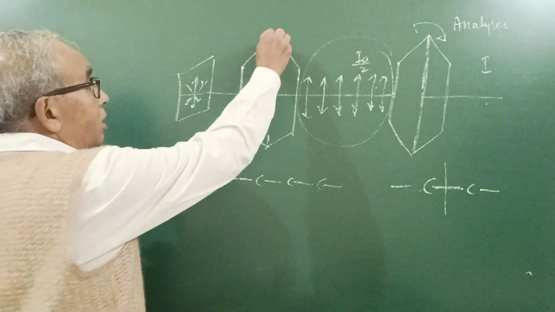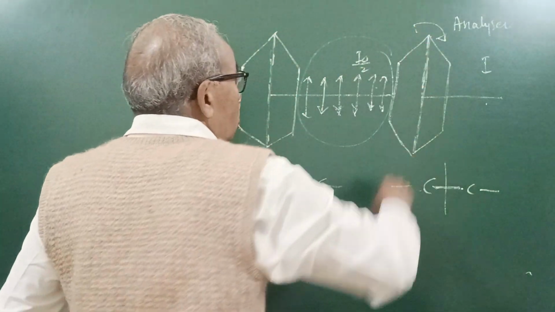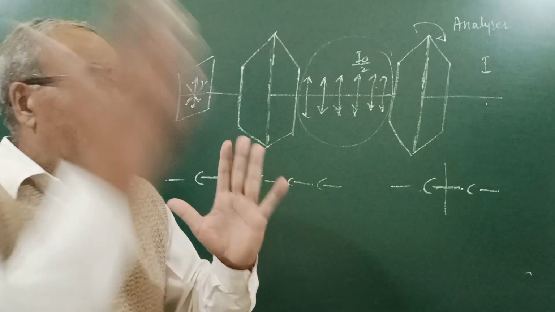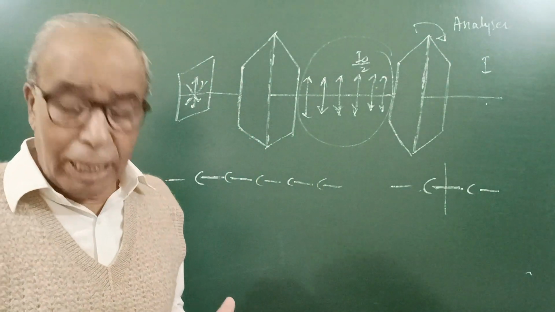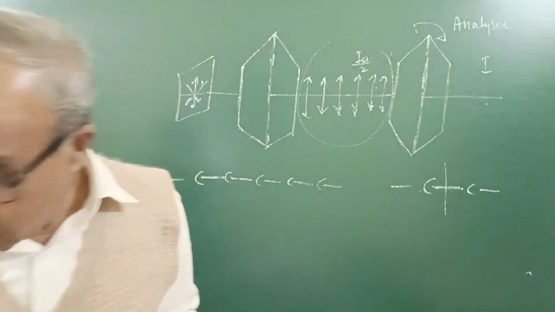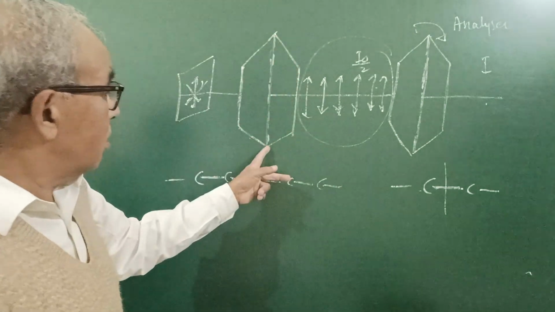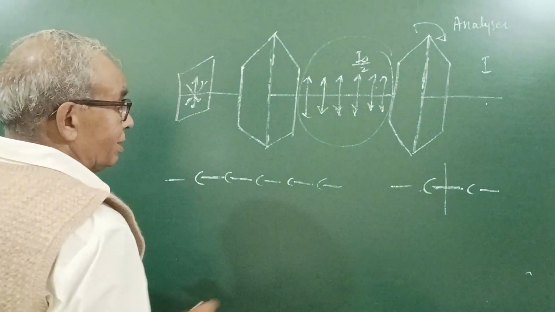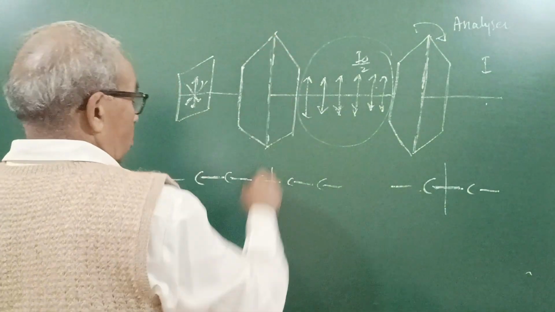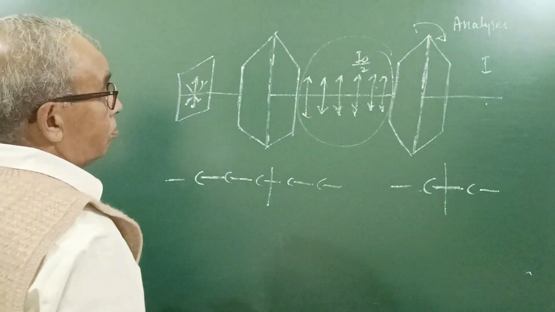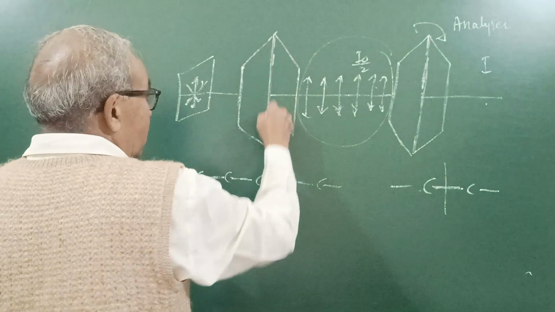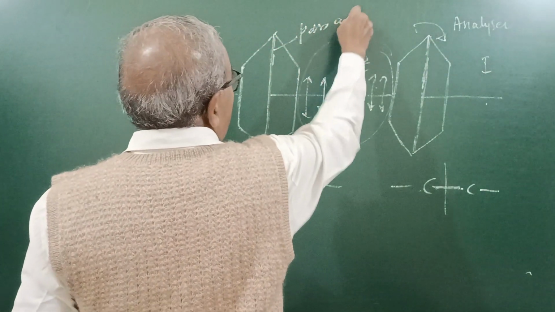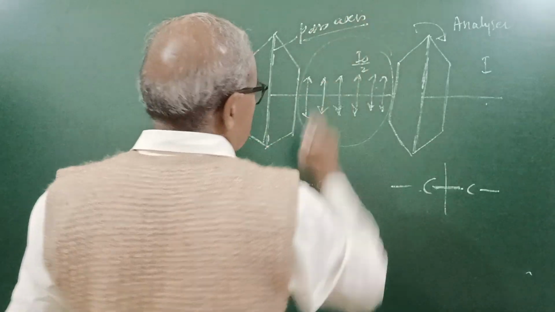People think that there is some slit like this. There is no slit. It is a transparent material having no cut inside. People keep on explaining like this. This is very bad. So here, this axis, which is perpendicular to this bond length, is called the optical axis or pass axis of the crystal. What is it? Pass axis. NCERT uses pass axis.